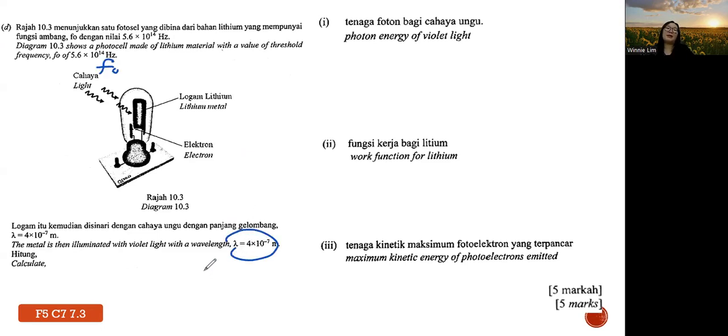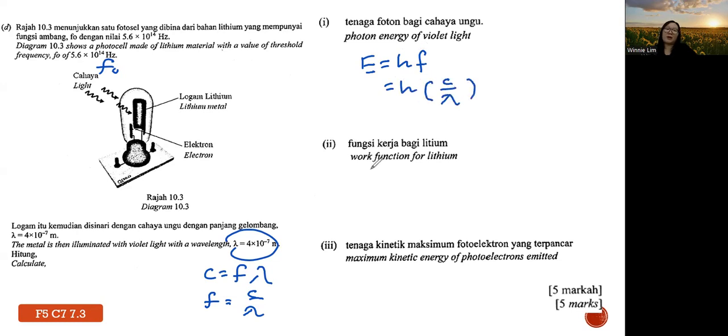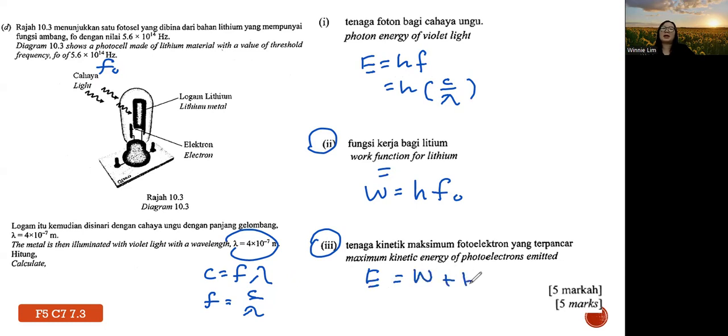We can get the idea by using c equals f lambda, so f becomes c over lambda. For your understanding, I will use E equals hf initially, but I don't have the frequency of light, but I have the wavelength of light. So I have c over lambda, where c is the speed of light. And then to find the work function, we will relate work function with threshold frequency, or hf naught. And lastly, part 3, we will use the Einstein equation: photon energy equals work function plus K max.